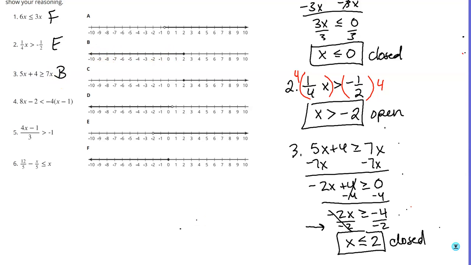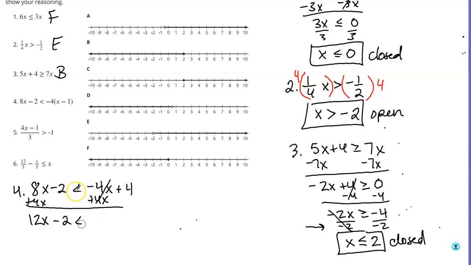If you want to pause it and try the next 3 on your own, you can. I'm going to go ahead and do them. All right, number 4 is 8x minus 2 is less than, I'm going to go ahead and distribute, negative 4x plus 4. So I distributed. I'm going to bring my x's to the left, so I'm going to add that. 8 plus 4 is 12x minus 2 is less than 4. I'm going to add 2 to move that 2 to the other side. I get 12x less than 6.